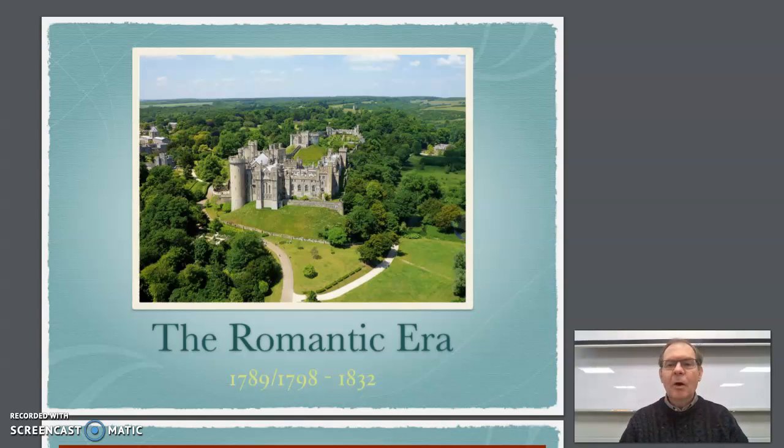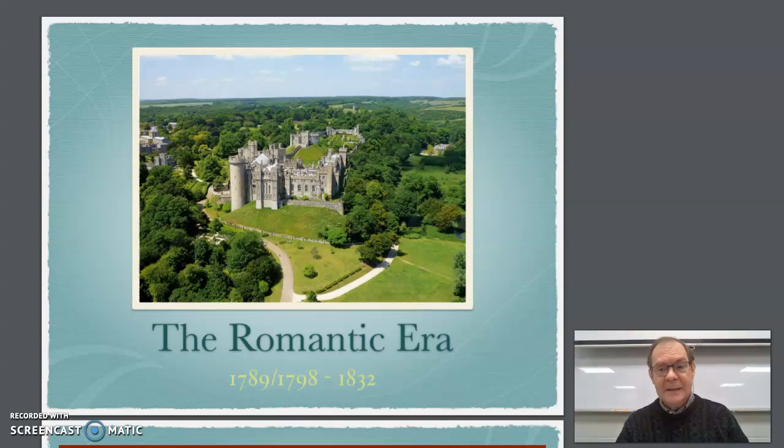Most history books, though, go back a few more years than that to a very famous event in 1789, the French Revolution. And certainly this is a time of great revolutions happening in the world. The time period ends in 1832. Sir Walter Scott, a famous writer, died that year, but also the passage of the first Reform Bill that started giving people more rights.